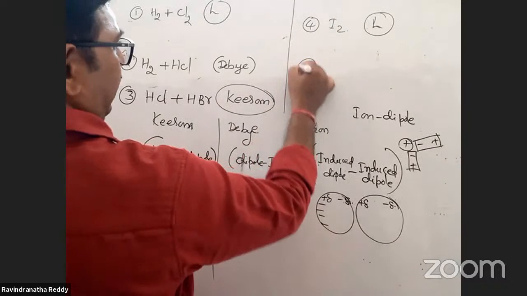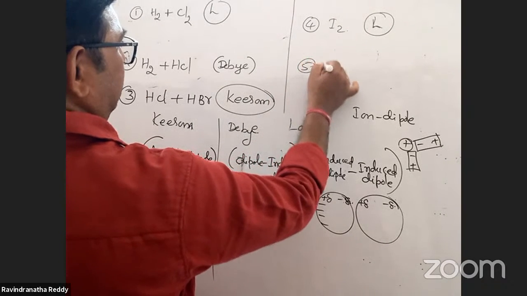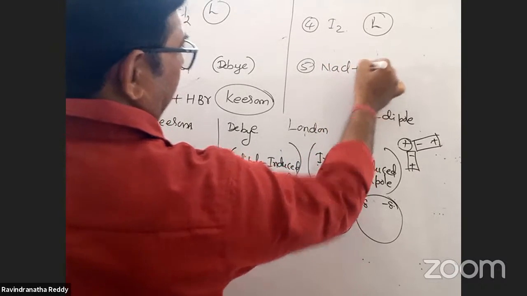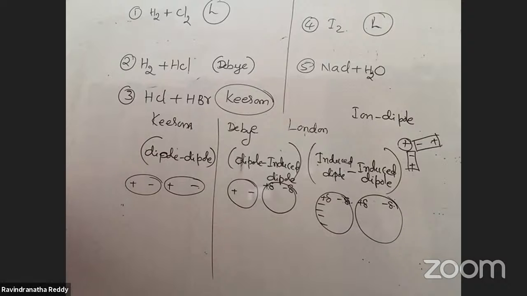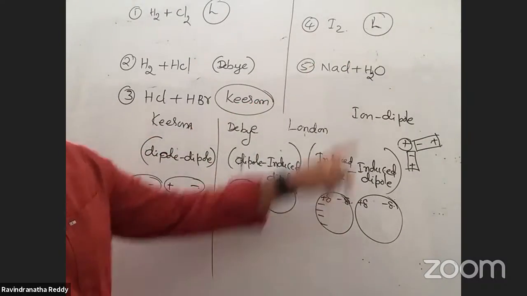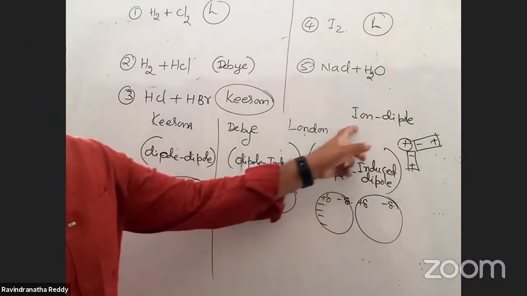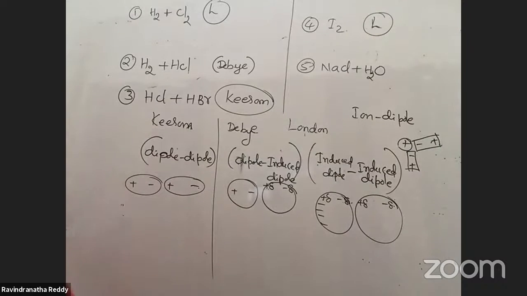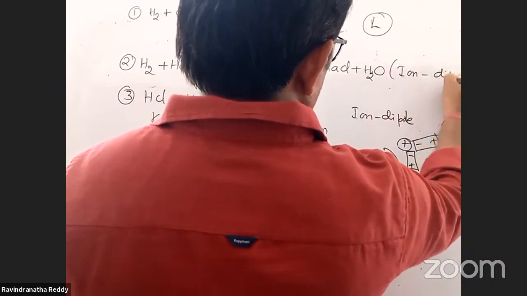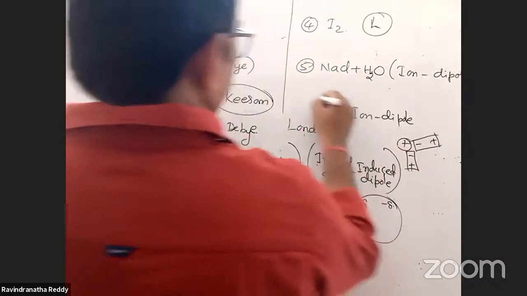The next compound is NaCl and water. What type of interactions are possible? NaCl and water. This is an ion, Na plus and Cl minus, and this is a dipole. So it is an ion-dipole interaction.